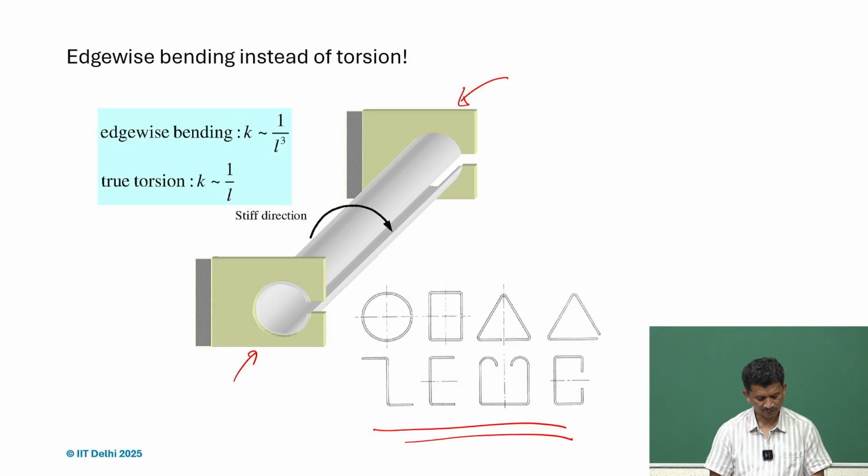The other thing is these profiles are also very good in bending. What happens if we try to twist it? There will be warpage as well because these are thin sections. So I think we have to be aware of that.